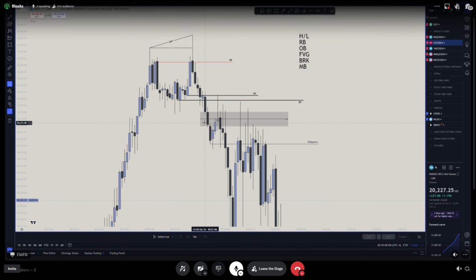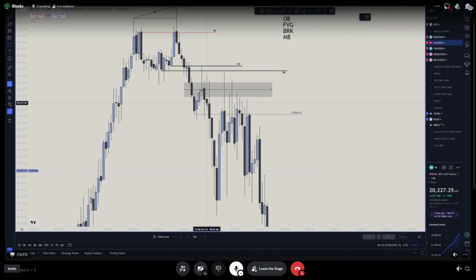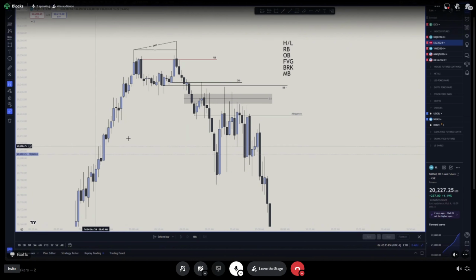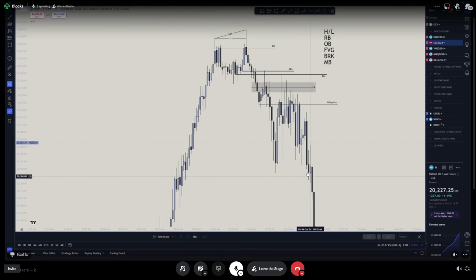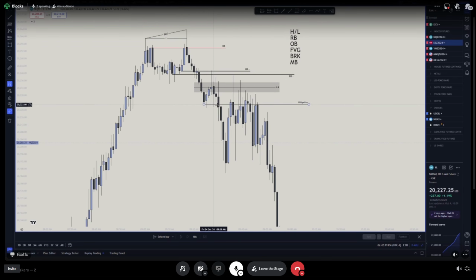In this case, we have the fair value gap first, then we have the breaker. Let's say you missed this fair value gap and the breaker block. Your final opportunity to get in, the first stage of distribution, is going to be this mitigation block here. So where would you enter?